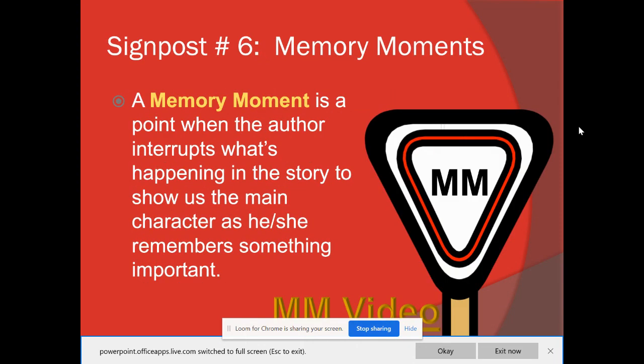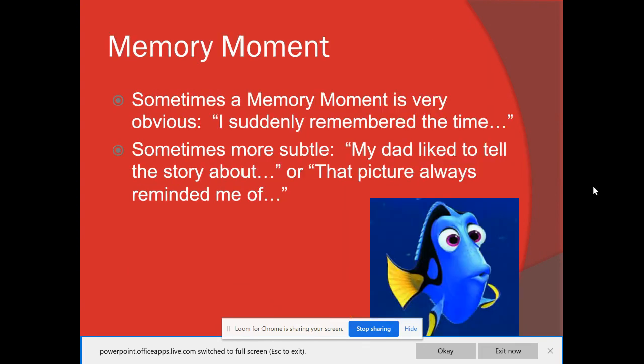And number 6 is memory moment. Anytime that a character interrupts the story to regale us with a memory, then that is very important. So you can say, my dad liked to tell the story, or, that picture always reminded me. Or they can be talking about something like the town's past. They do that a lot.